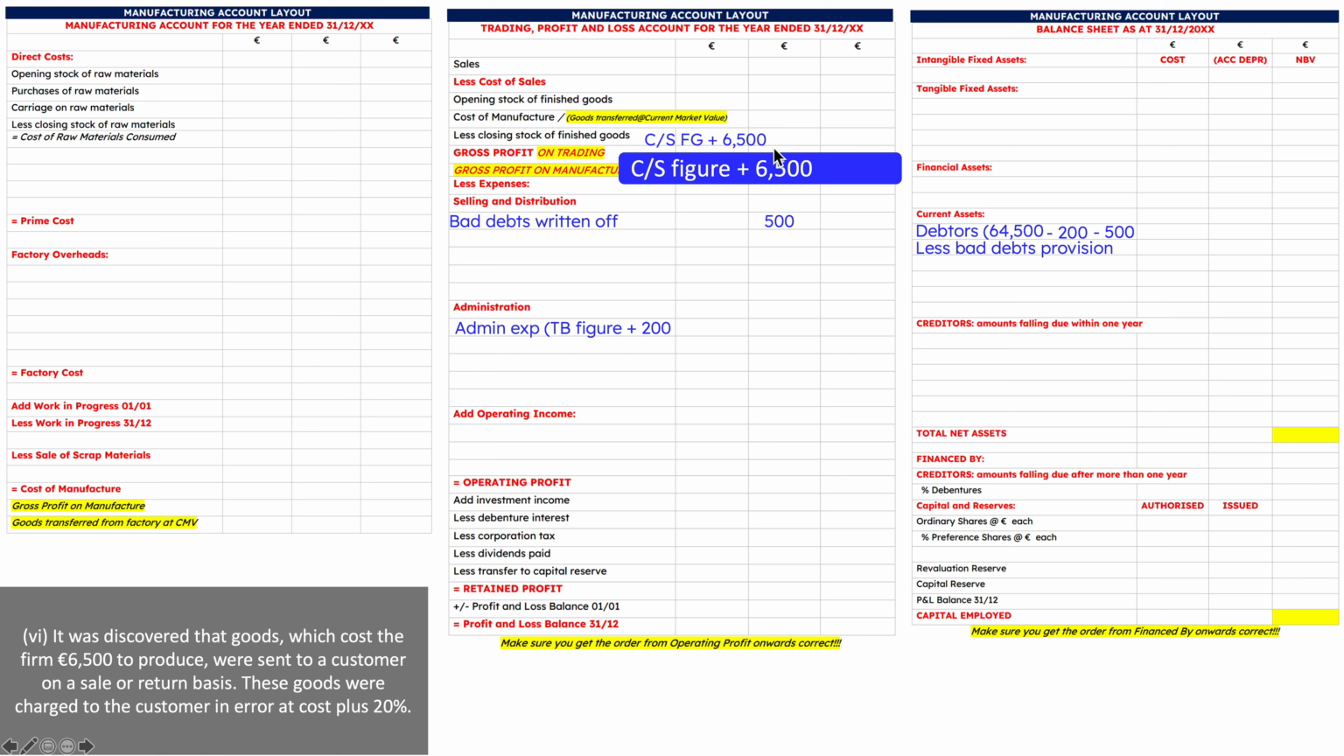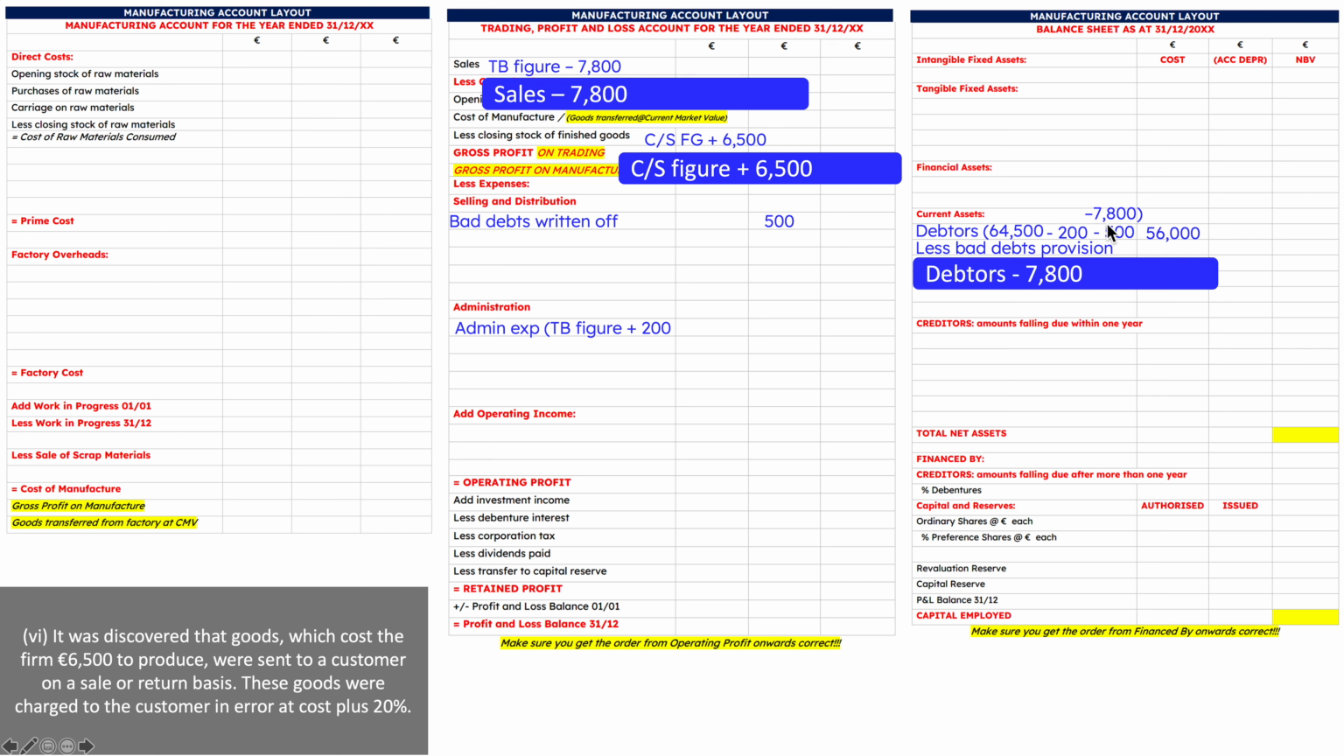Or that's the cost to produce in this case. That will also go down here, closing stock of finished goods. Whenever we get our final figure, that'll go down there. But we have to minus the selling price from the sales and from the debtor. So how do we get the selling price? Well, it's the cost to produce multiplied by 120%, okay? So that would be 7,800 that we need to take away from sales and debtors.